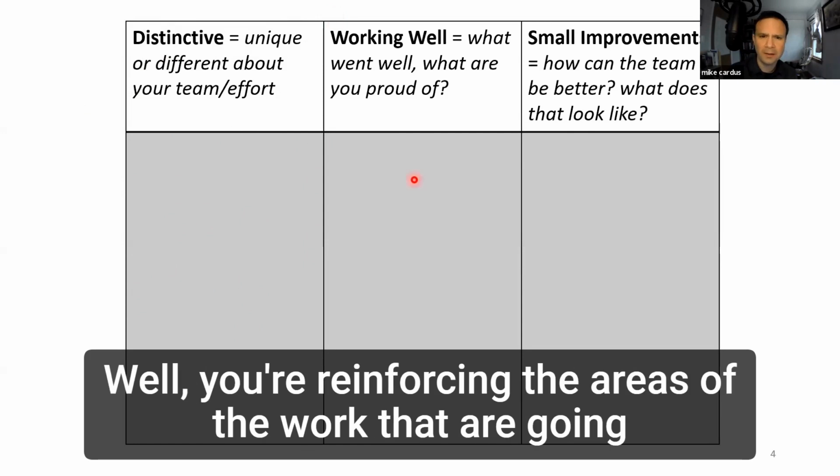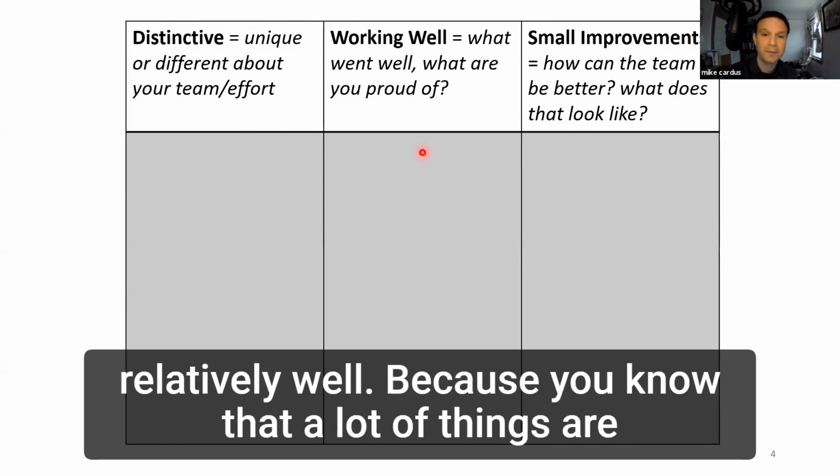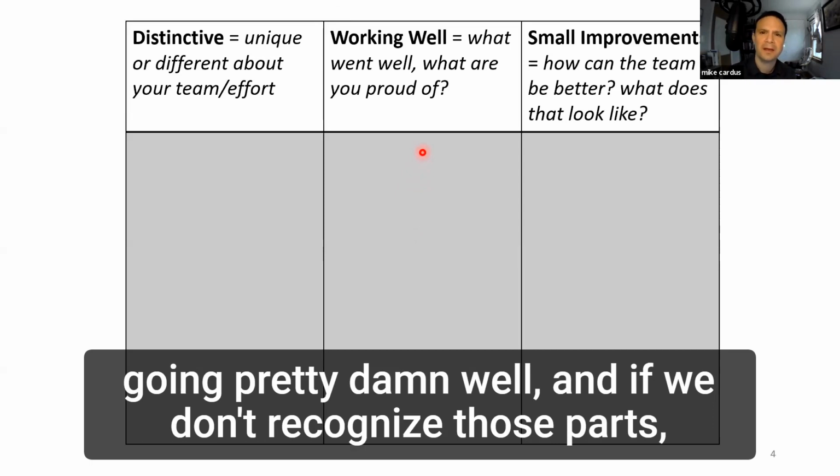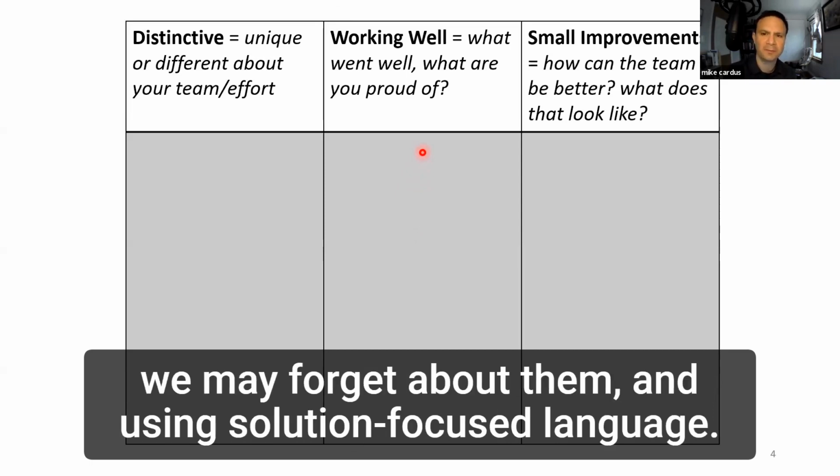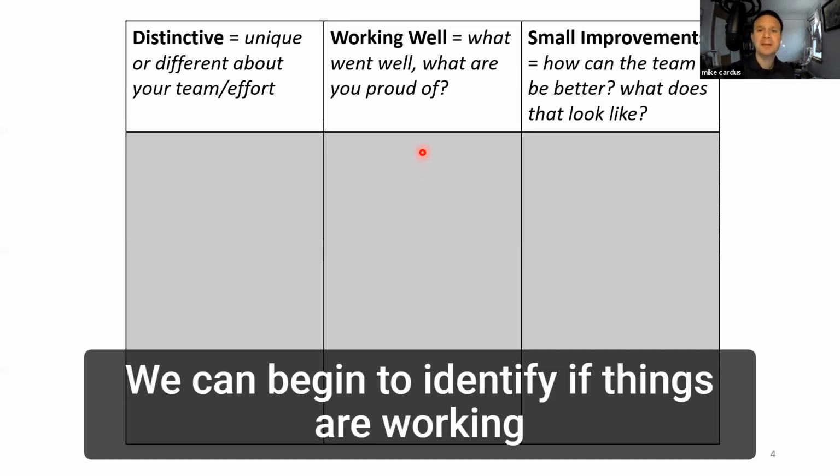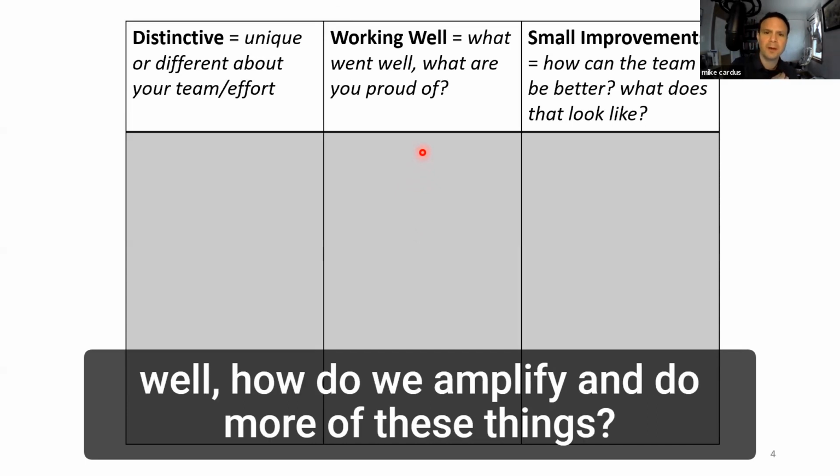With the working well, you're reinforcing the areas of the work that are going relatively well because you know that a lot of things are going pretty damn well. And if we don't recognize those parts, we may forget about them. Using solution focused language, we can begin to identify if things are working well, how do we amplify or do more of these things?